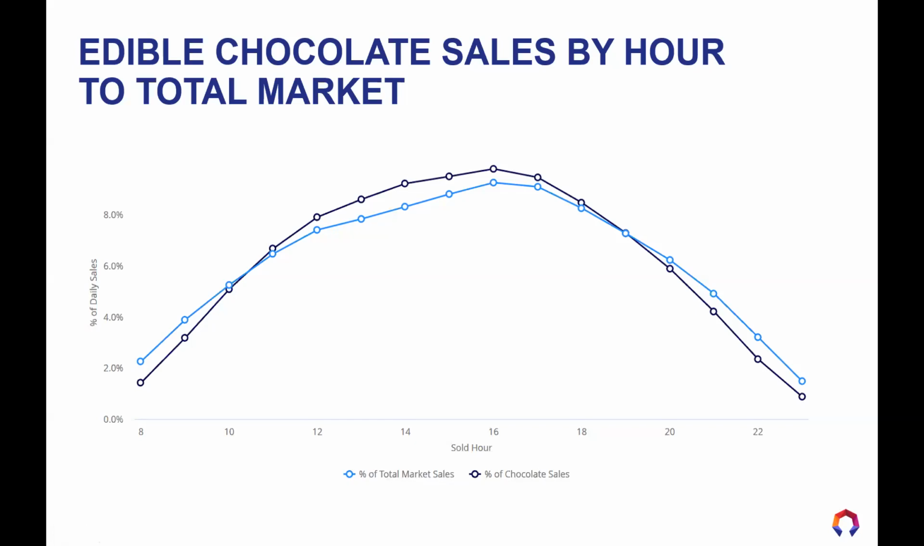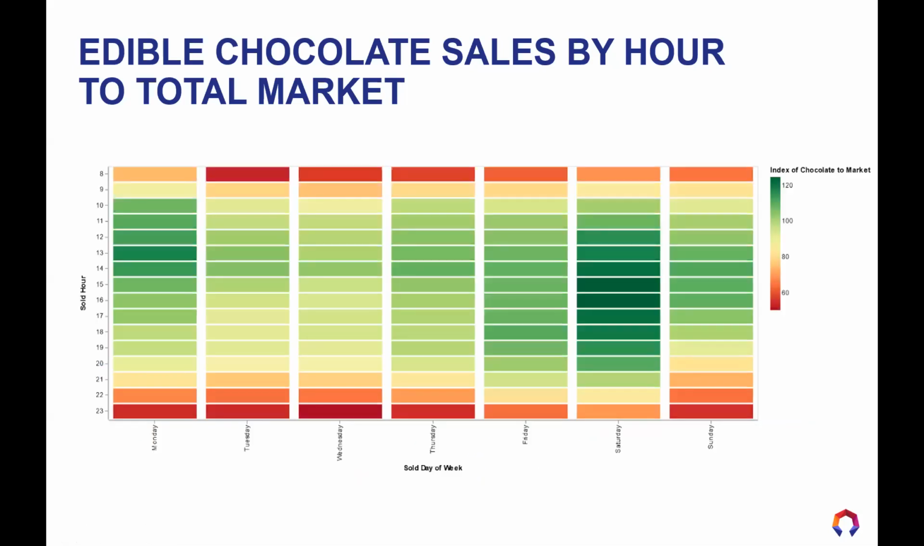So we looked at this by day of week, and we looked at this by hour, but let's look at a full week and the hours in it. What we're going to do is combine what we've been looking at before with total market and chocolate sales. What we have here is a graph of each of the days of our week and the hours, and we're doing an index here. All that is, we take the percent of our chocolate sales and we divide that by the total market.